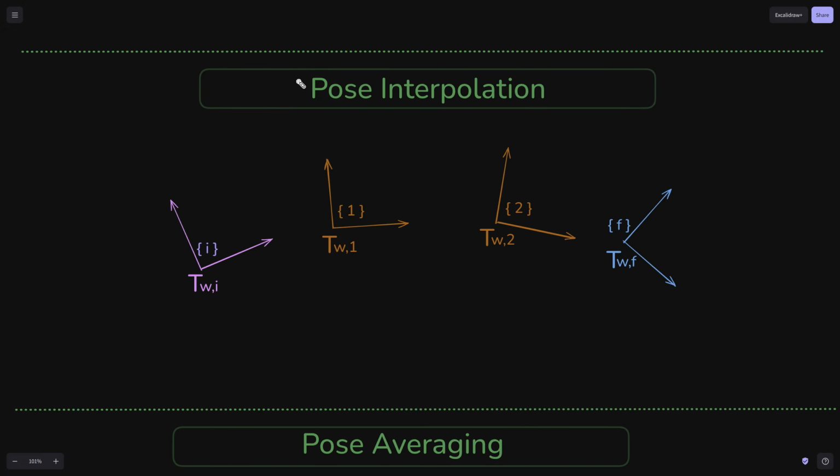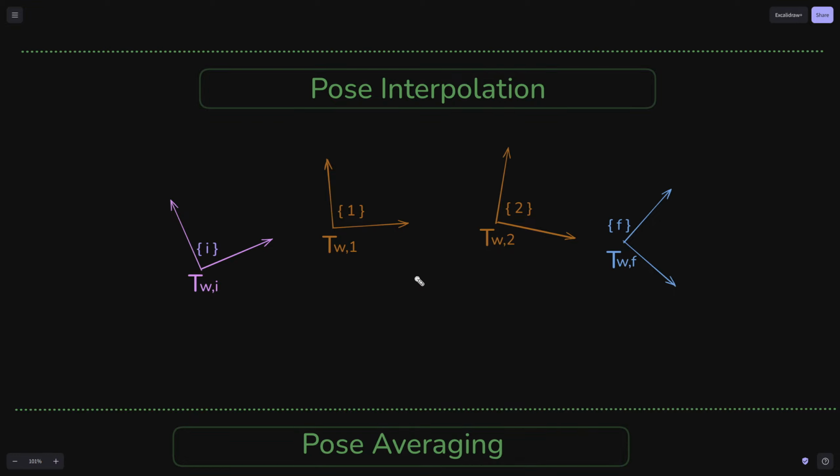Okay, so the first problem will be pose interpolation. In the problem of pose interpolation, you have two input frames. One is the initial frame that is represented by TWI, so the initial frame in world coordinates, so how the world sees the initial frame. And then the other is the final frame, and we represent it with this transformation. That is how the world sees the final frame.